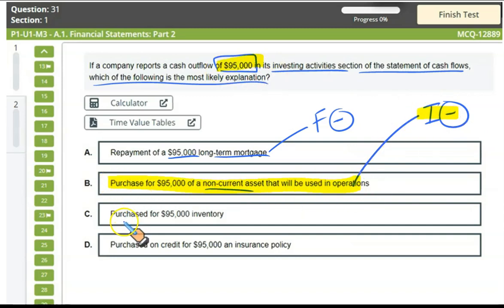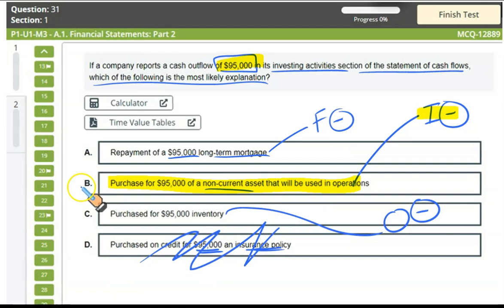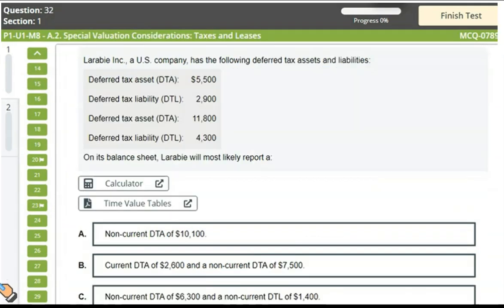What about C? Purchased for 95,000 inventory. This is operating outflow. What about D? Purchase on credit for 95,000, an insurance policy. It is a non-cash transaction. It has not resulted in any cash inflow or outflow. Totally irrelevant. So B is the right option. Next.